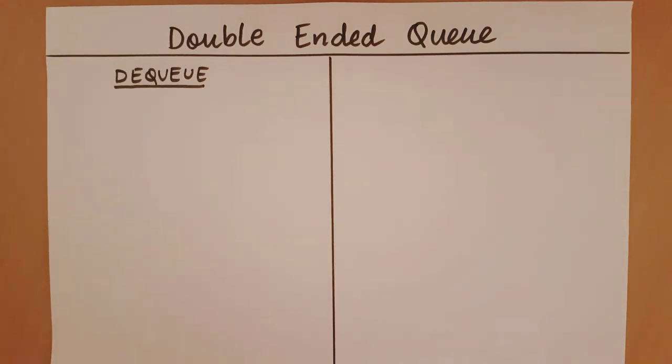Now, if you remember, in a basic queue, all additions have to be made from the end called the rear, and all deletions have to be made from the end called the front. In a double-ended queue, additions can be made from both the rear and the front. Similarly, deletions can be made from both the rear and the front. So let me explain this with an example.